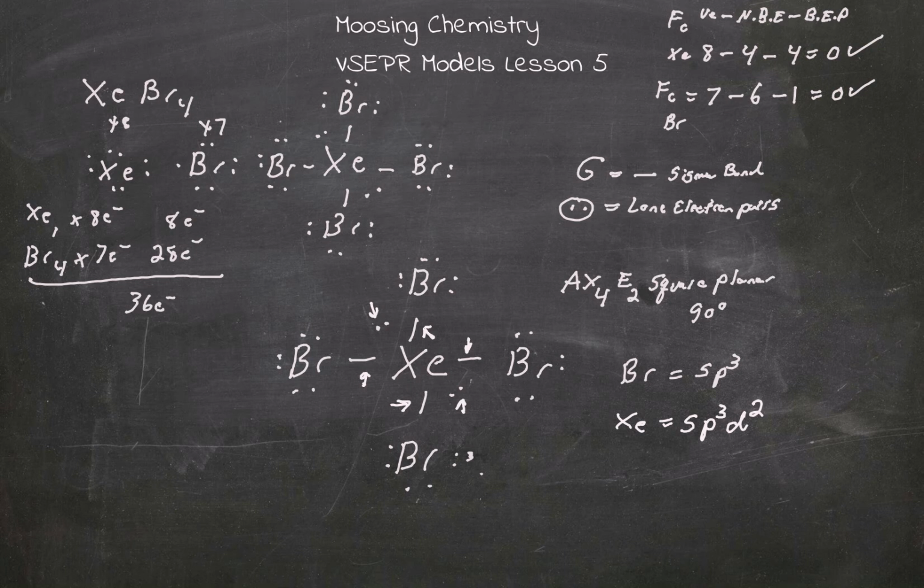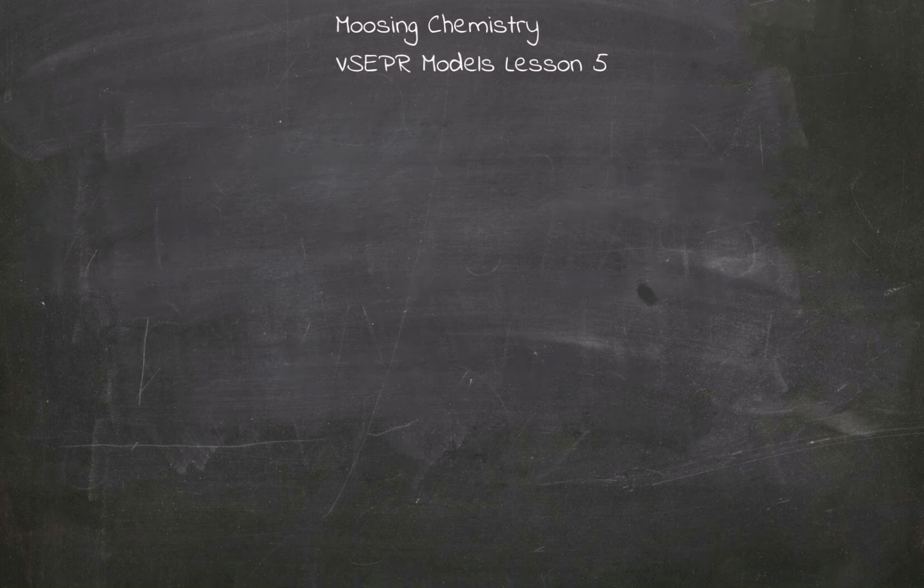Let's look at another model. So let me go ahead and erase all our drawings here. And we got that. And so let's look at CS2. Now, CS2 is carbon disulfide. So carbon has 4 valence electrons because it's in group 14. Sulfur is in group 16 and has 6 valence electrons. So let's figure out our total number of valence electrons.